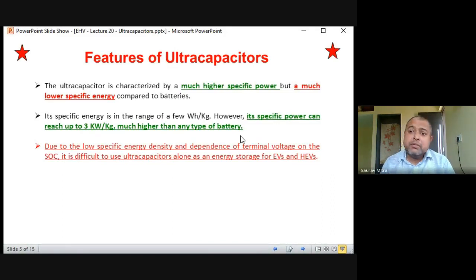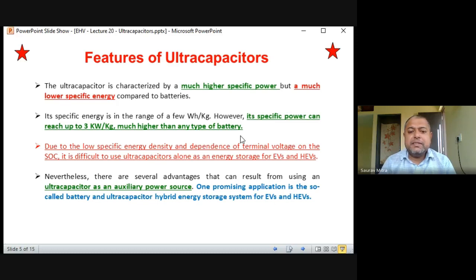So the battery will be running the vehicle, but in some cases, hill climbing, maybe sudden acceleration, in those cases we might hybridize the ultracapacitor with the battery. So this is a very important line. Due to the low specific energy density and dependence of terminal voltage on the SOC, it is difficult to use ultracapacitor alone as an energy storage for EV and HEV. So this is a sidekick. This is an ancillary kind of supply. So battery plus ultracapacitor can be the best choice.